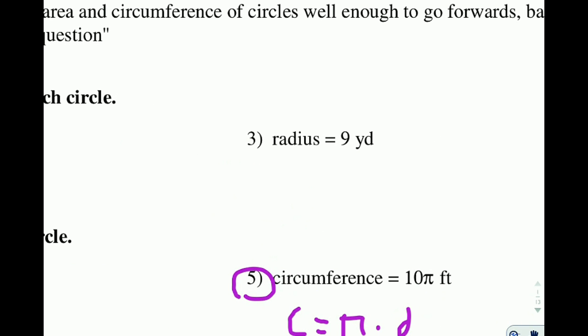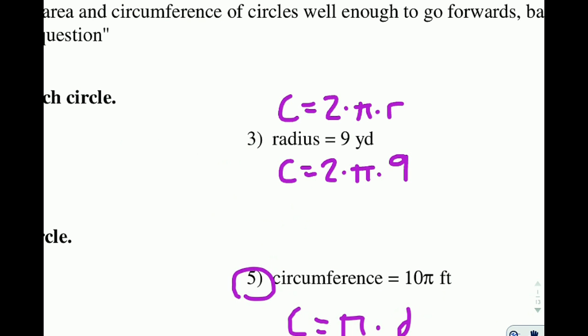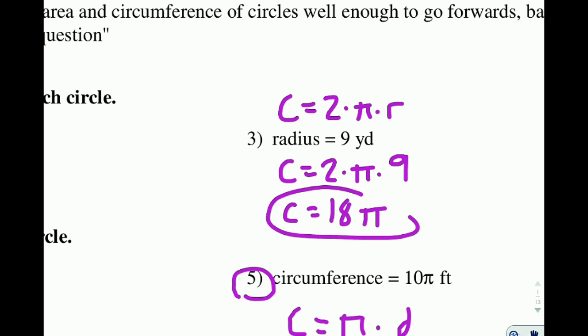So in this one, I'm going to use my circumference formula again, except this time I'm going to use 2 times pi times r, because I have the radius. I don't have the diameter. If my radius is 9, I would plug that in. C equals 2 times pi times, not r, but I know that it's 9. So I'll plug in 9 for r. Then 2 times 9 is 18 times pi, and that's my answer.